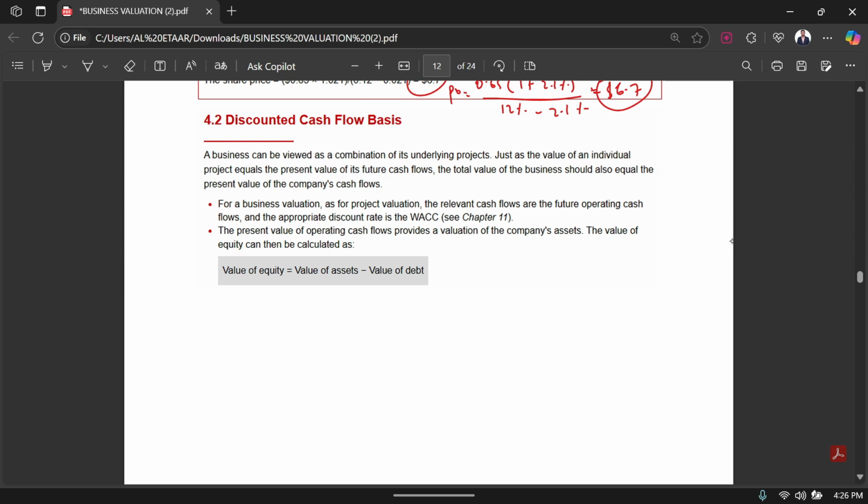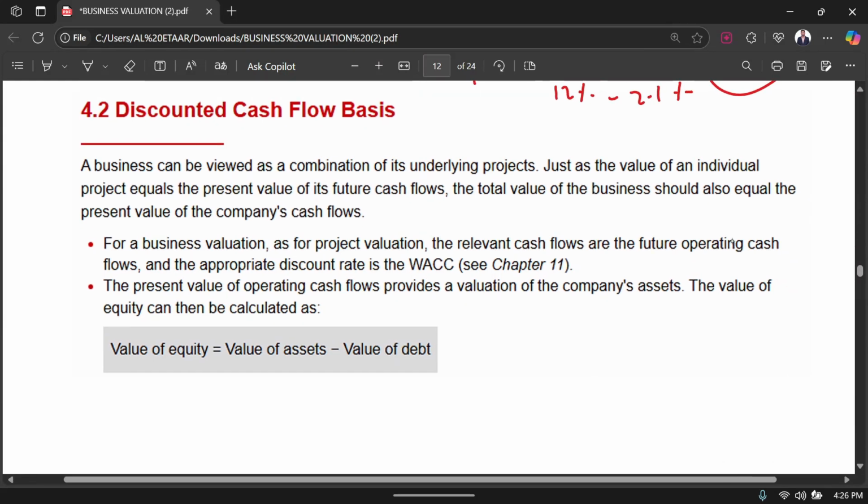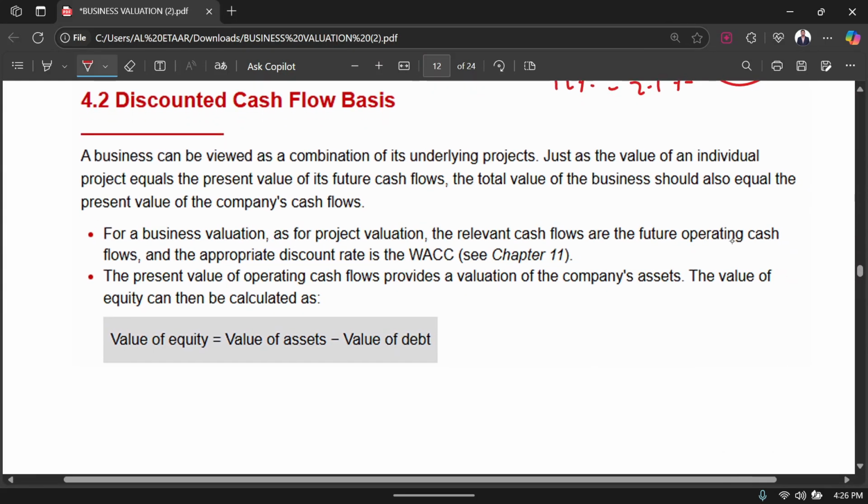Now we have the discounted cash flows. Now in discounted cash flow basis, it says that a business can be viewed as a combination of underlying projects. Just as the value of an individual project equals the present value of its future cash flow, the total value of the business should also equal the present value of the company's cash flow.